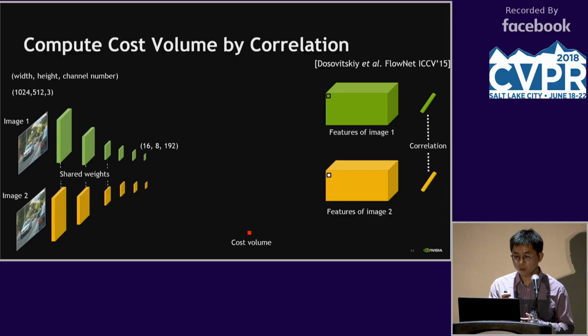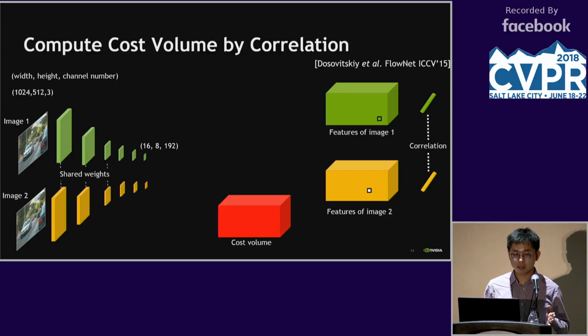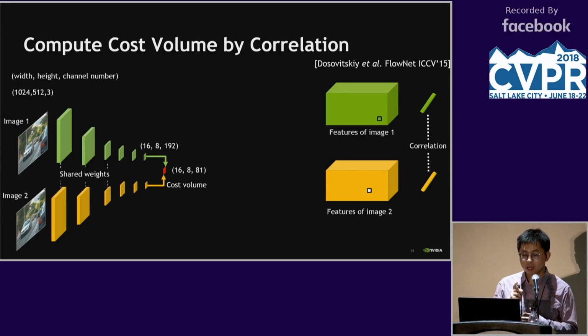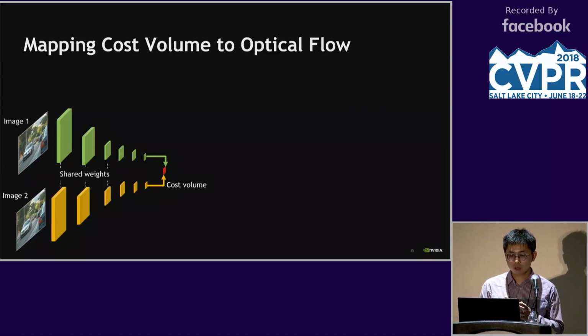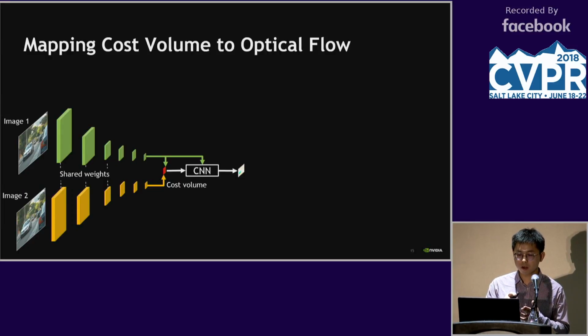And then we search over the second image and vectorize the result. This gives us the cost for this particular pixel in the first frame. And then we sweep over all the pixels in the first image. This gives us the whole cost volume. And because the spatial size of the feature here is very small, we can use a very small search range, which is computationally efficient. And next, we are going to concatenate the cost volume with features of the first image and give it to the CNN to map to the optical flow.